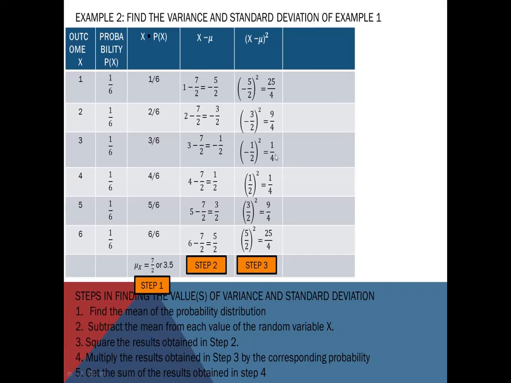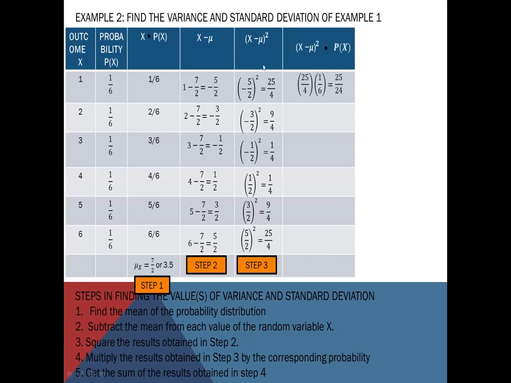Now, our step 4, it says here, you need to multiply the results obtained in step 3 by the corresponding probability. So we multiply the result from step 3 by its corresponding probability. So, we multiply 25 over 4 times 1/6.